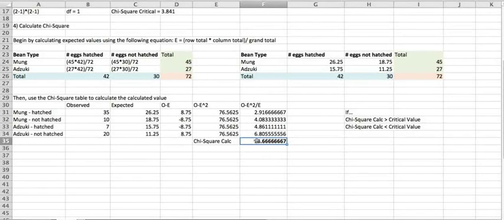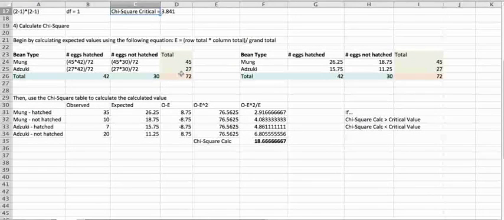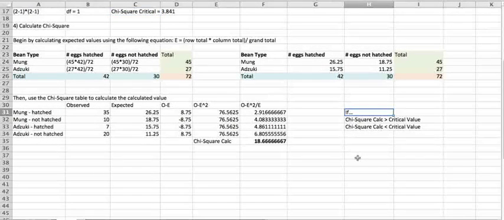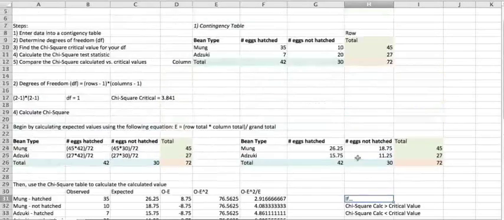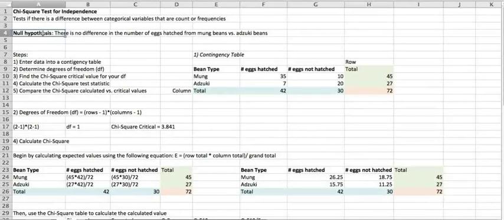This is the number that we are actually going to go back and compare to our chi-squared critical value of 3.841. If the chi-squared calculated value is greater than the critical value, we make one decision, and if the chi-squared calculated value is less than the critical value, we make another decision. So that will give you the answer to your question, your null hypothesis. Is there a difference between the number of eggs hatched in these 2 bean types?